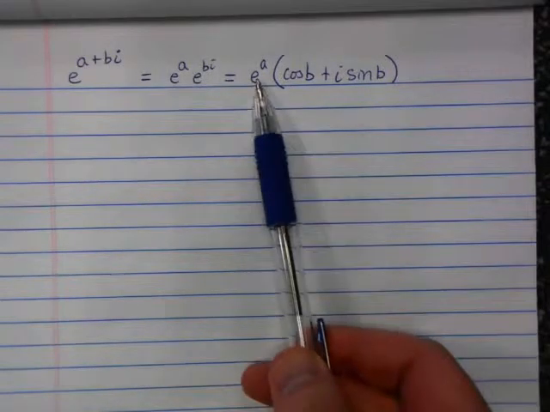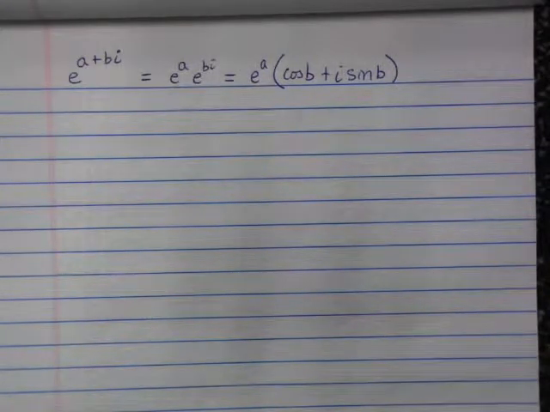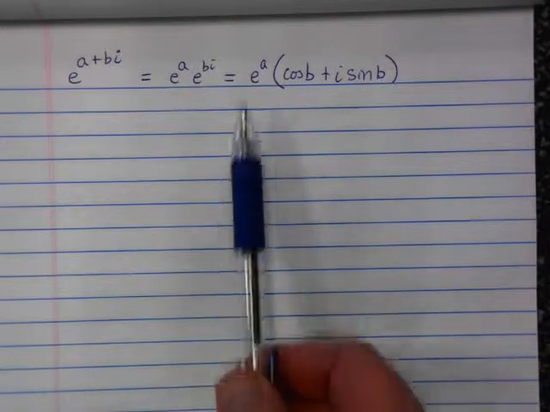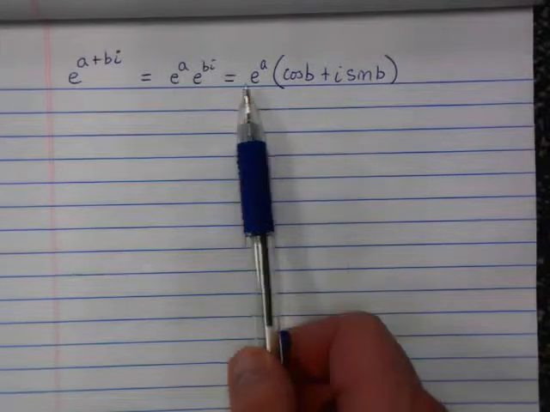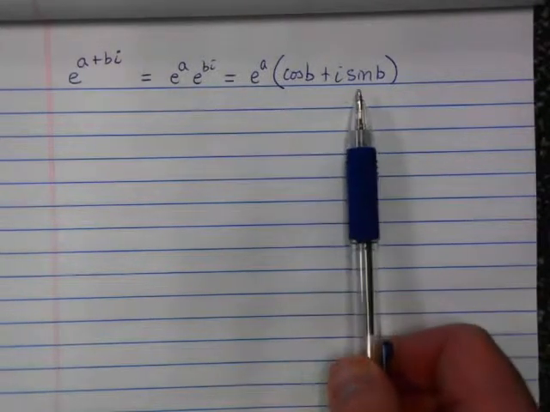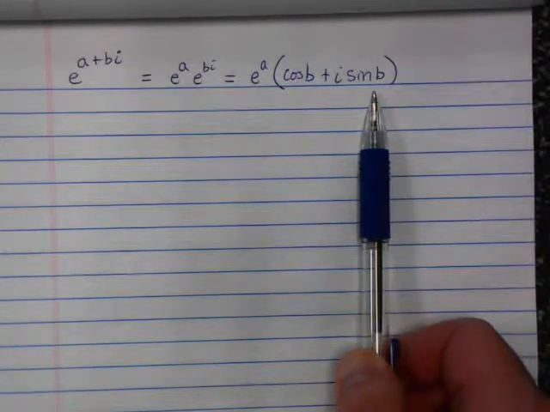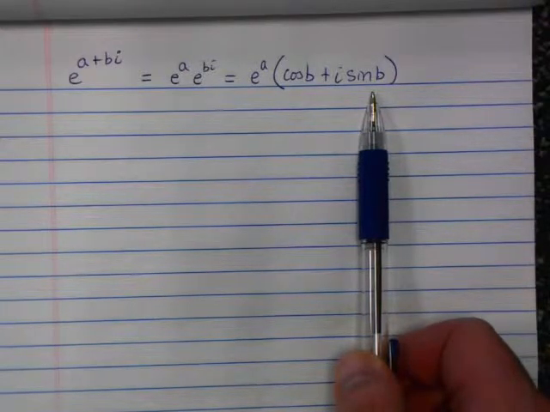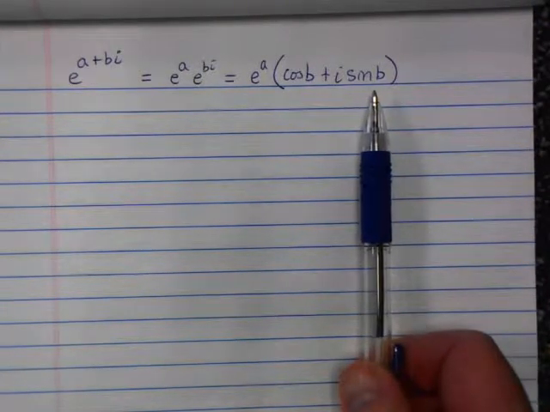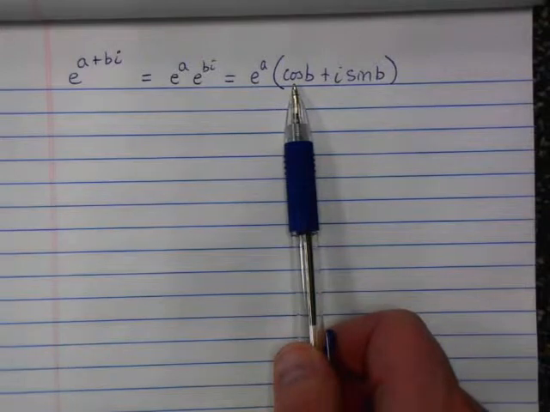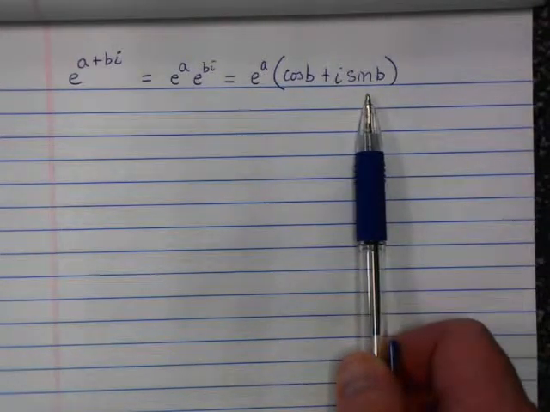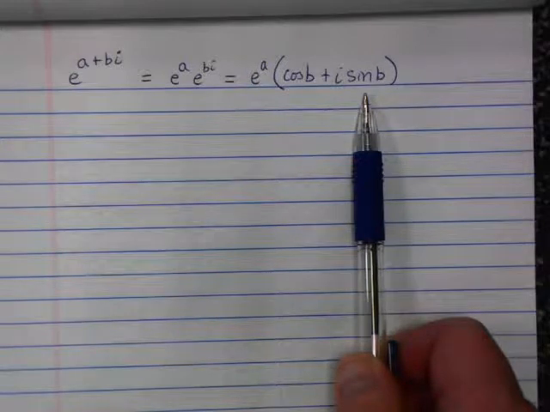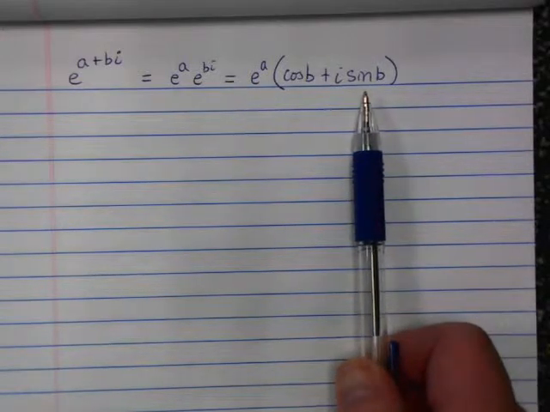What does that tell you? How many solutions did you just come up with? 2. You have e to the a times cosine, that's one solution. And then you have e to the a times sine, that's a second solution. Are those two solutions linearly independent? Can I take e to the a cosine, multiply it by a number, and get e to the a sine? No, I can't. So there's your two linearly independent solutions.